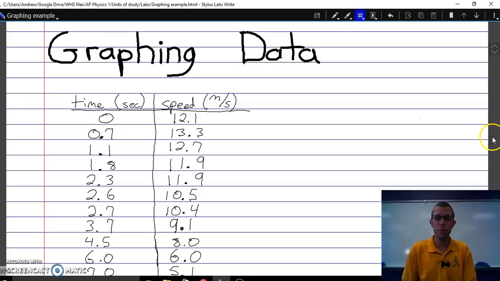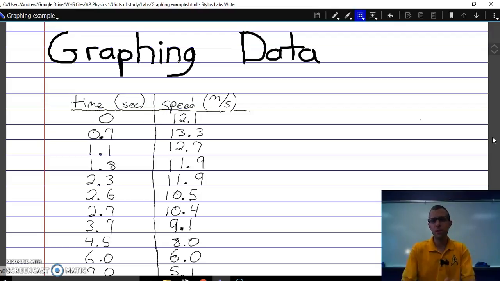Hey folks, today we're going to be looking at something that is really common in any science field, and particularly in physics, and that's graphing data. We're going to be using this to analyze patterns and get a general picture of what's going on outside of just the small section of data points that we're able to collect.